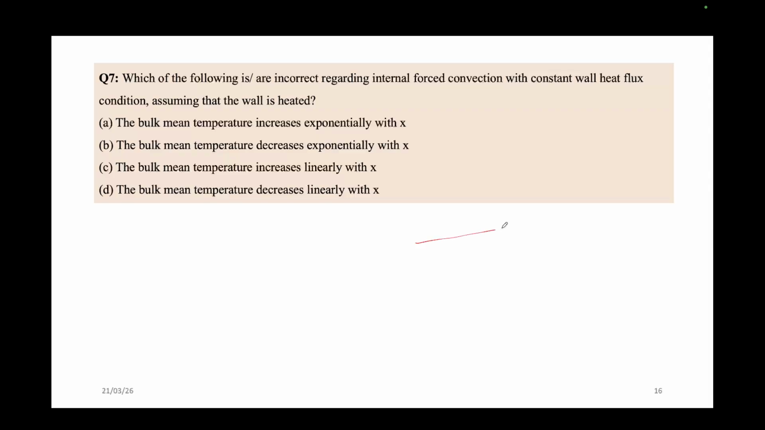So in this question, okay, not an issue. Say that they are giving constant heat flux. What does constant heat flux mean? Basically it means q dash should be constant, or in other words, dT by dx should be constant, right?